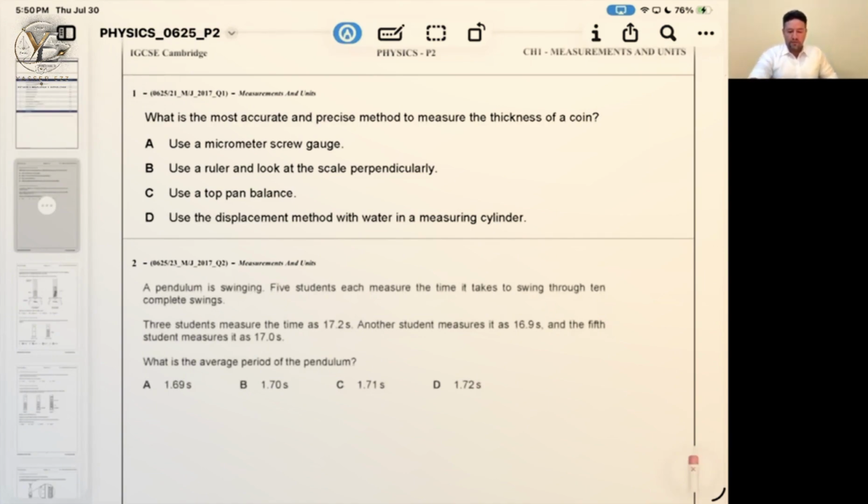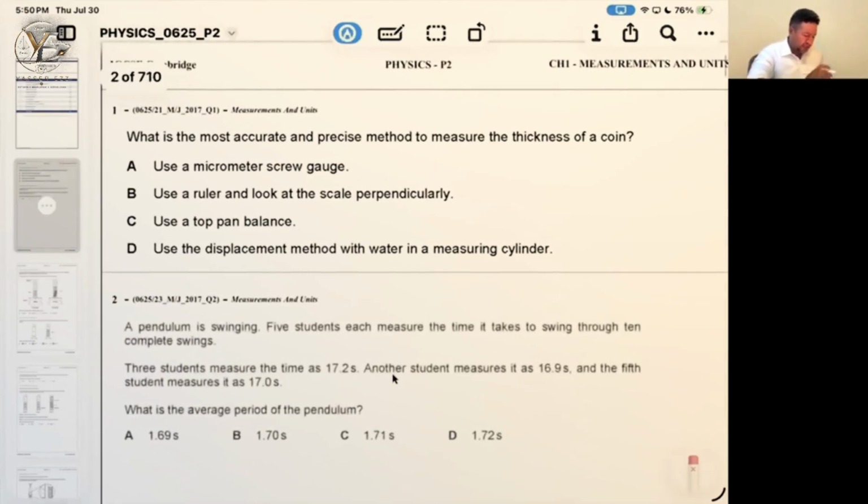Question number 1. What is the most accurate and precise method to measure the thickness of a coin? Use a micrometer screw gauge, while use a rule and look at the scale perpendicularly. Use a two-pan balance. Use the displacement method with water in a measuring cylinder.